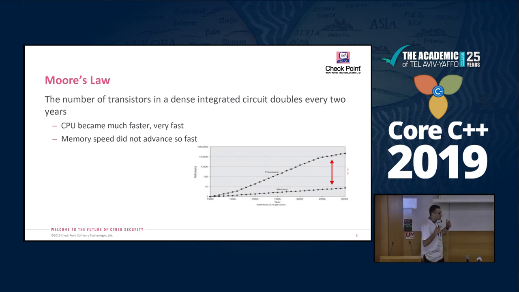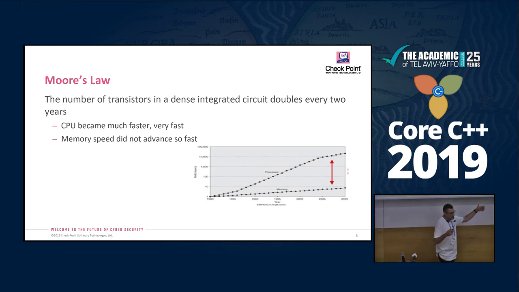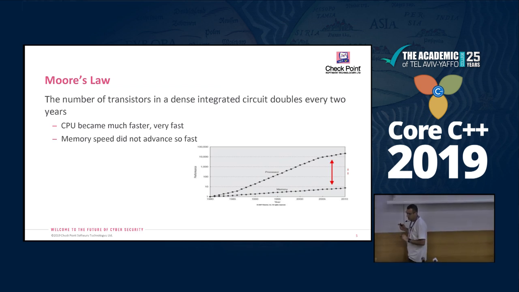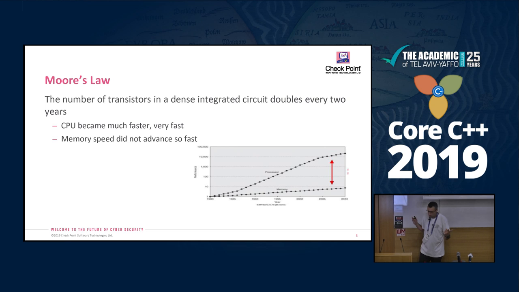So if every instruction calls even once to the main memory, which is a fair assumption, it needs to fetch the instruction, it needs to fetch the operand. So even if it calls even once, it means that the CPU would halt waiting for data for 99.5% of the time. So what we'd really like is a large amount of very, very fast memory.